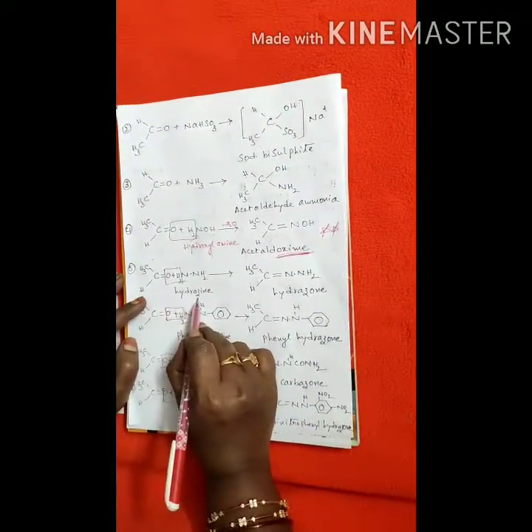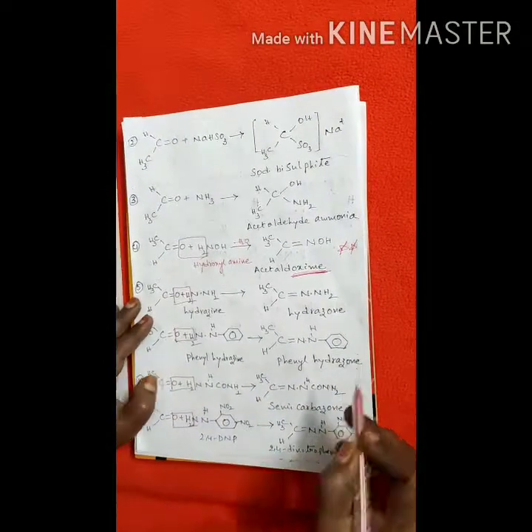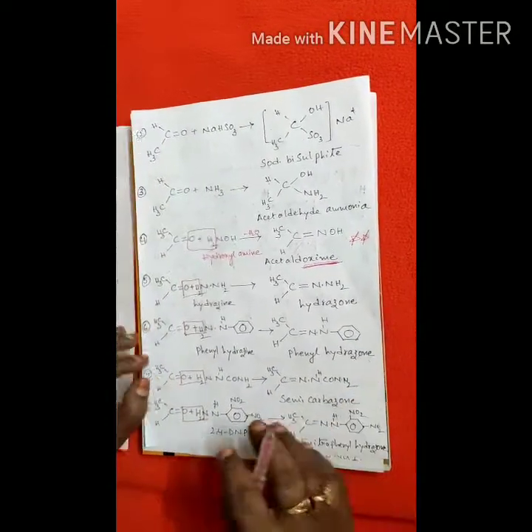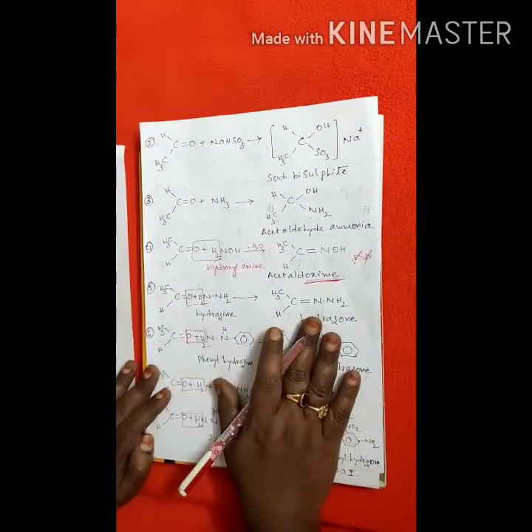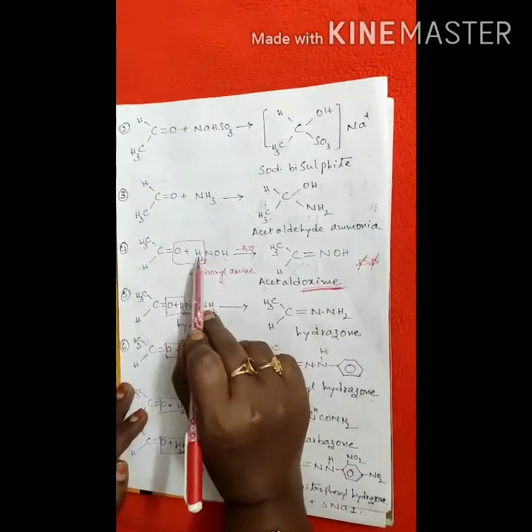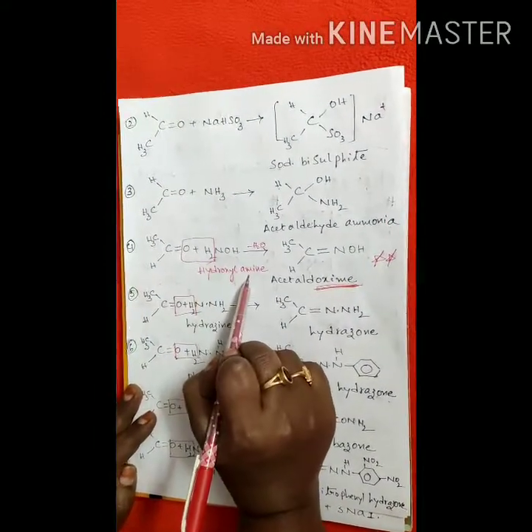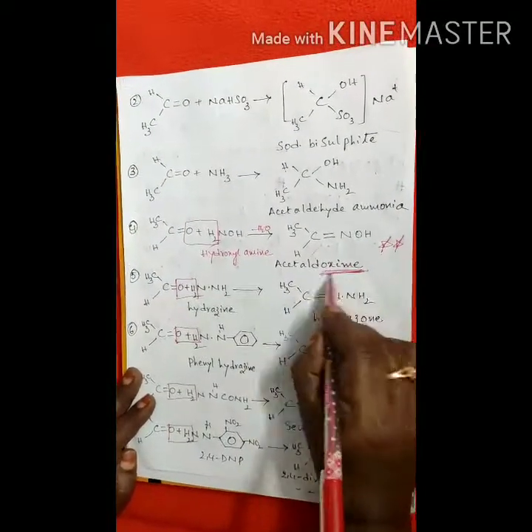Next hydrazine, hydrazone, phenylhydrazine, phenylhydrazone, 2,4-DNP. Whatever the length of the structure or the reagent, you have to remember the structure easily. Hydroxylamine: hydroxyl means OH, amine means NH2. When carbonyl compounds react with hydroxylamine, then we get oximes.